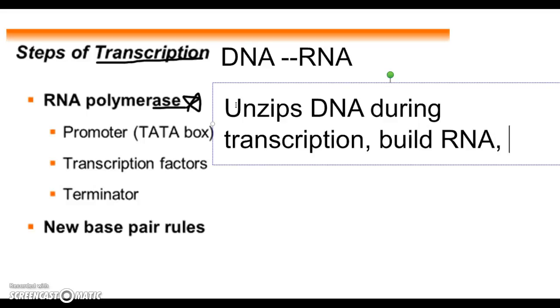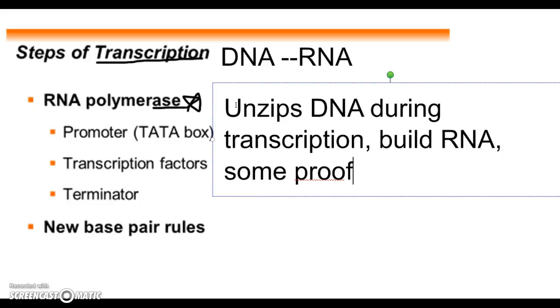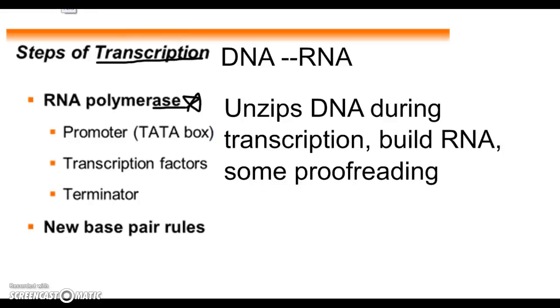And it's going to do some proofreading. It's not as great of a proofreader as we saw with DNA polymerase. But again, because the genetic code has some redundancies, it doesn't have to be perfect to get the correct amino acid put in place. Okay.